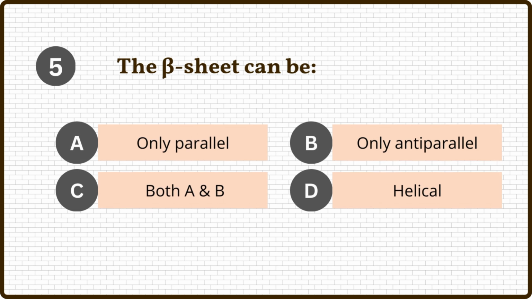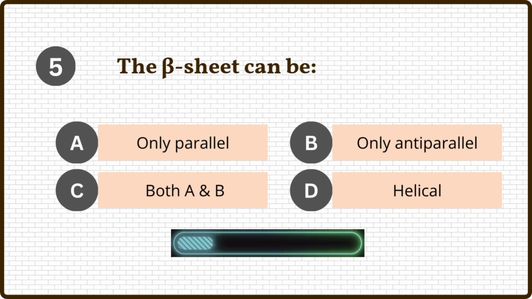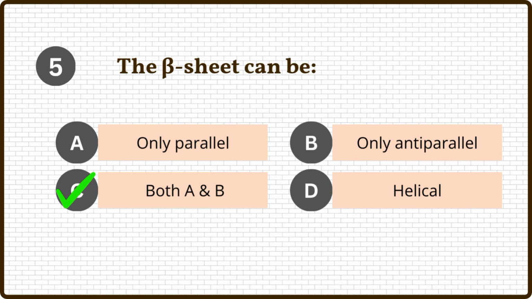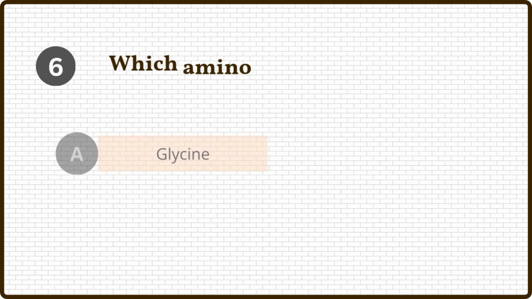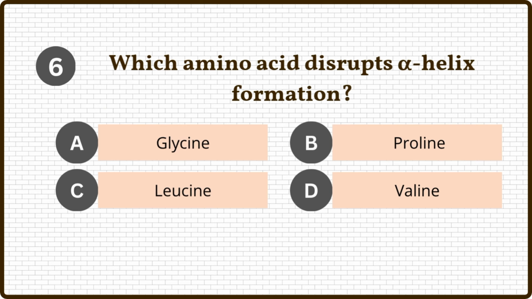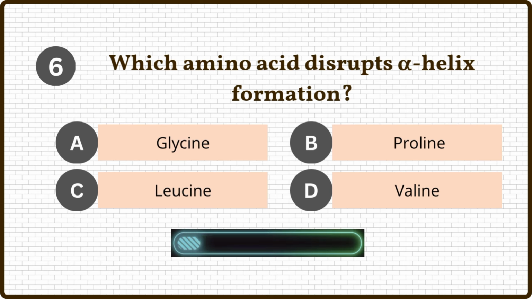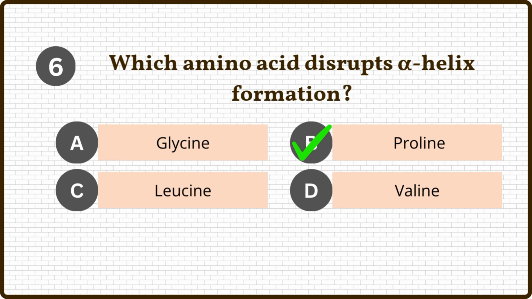MCQ 5. The beta sheet can be both parallel and antiparallel. Which amino acid disrupts alpha helix formation? Proline.